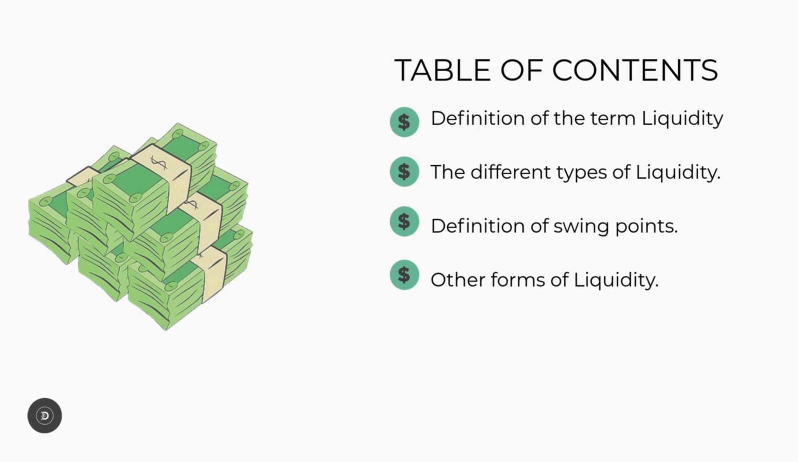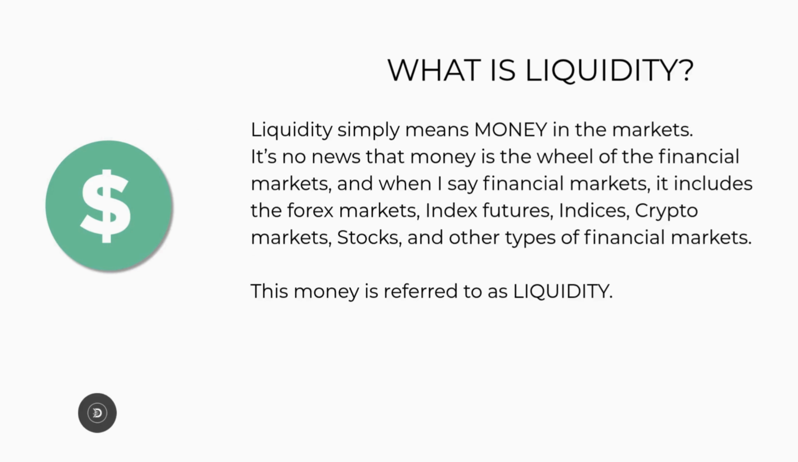Let's dive right in. So first, what is liquidity? Liquidity simply means money in the market. It is no news that money is the wheel of the financial markets. And when I'm talking about financial markets, I'm talking about the forex market, the index futures market, the indices, the crypto market, the stocks, and other types of financial markets. Money is the wheel of the financial markets.